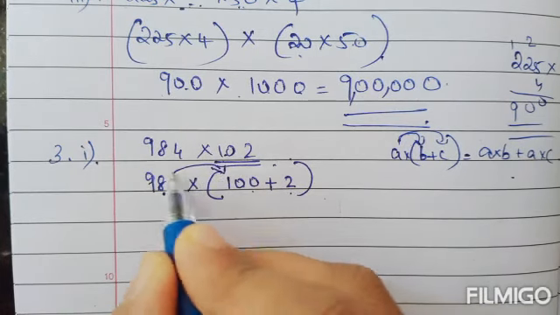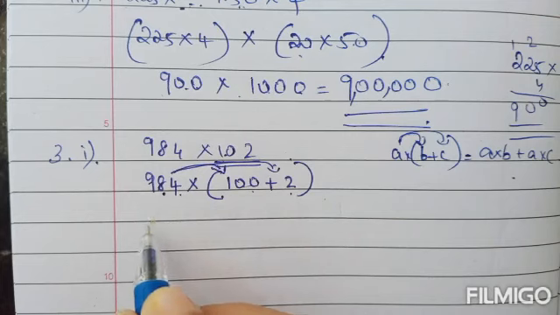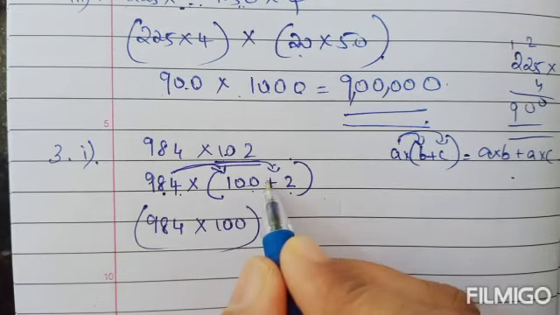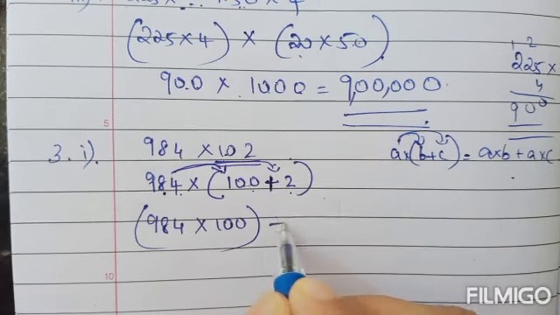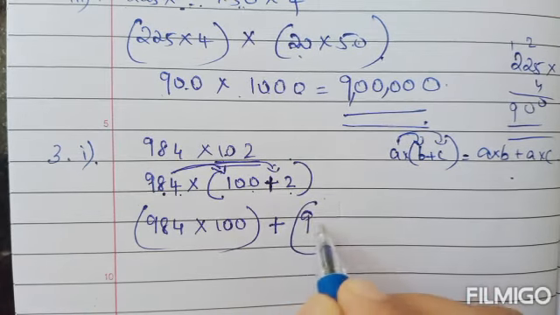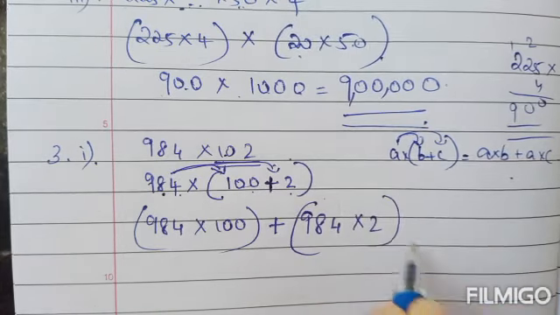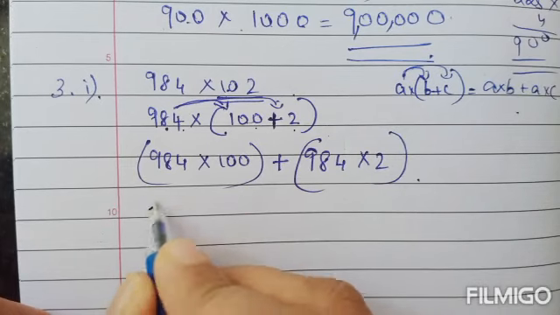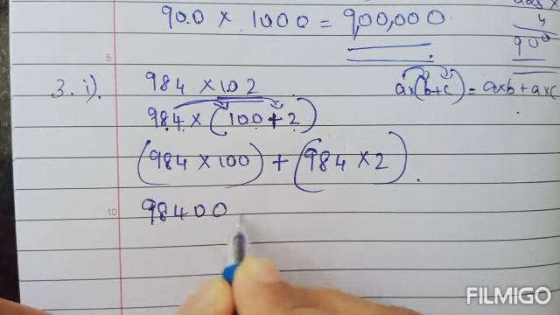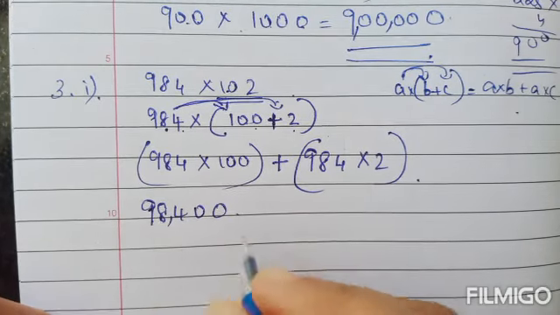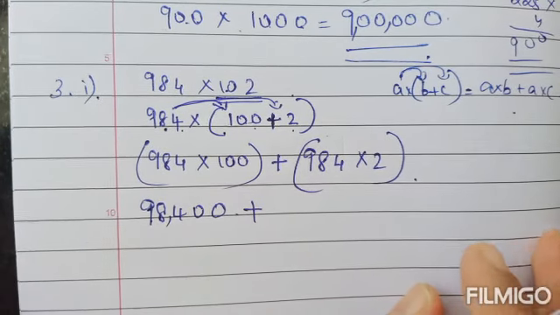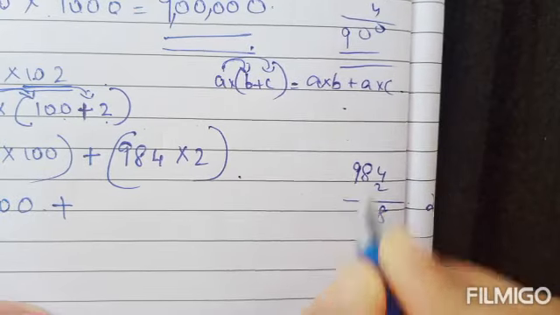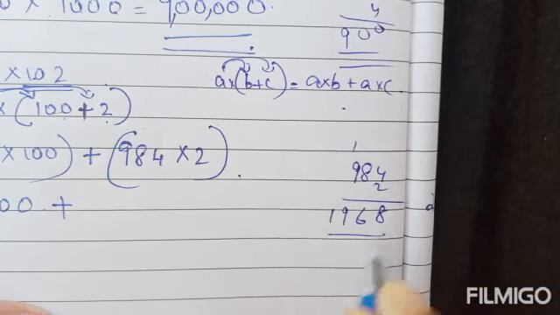Now using distributive law, how we can find? 984 you can multiply by 100 and plus. Here the sign is plus, so put plus sign. Now 984 you can multiply by 2. Okay, now what is 984 into 100? It is 98,400, 98,400 plus 984 into 2, that we can find. 4 into 2, 8, 16, 19.